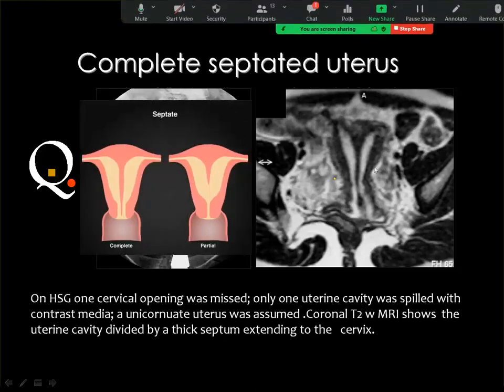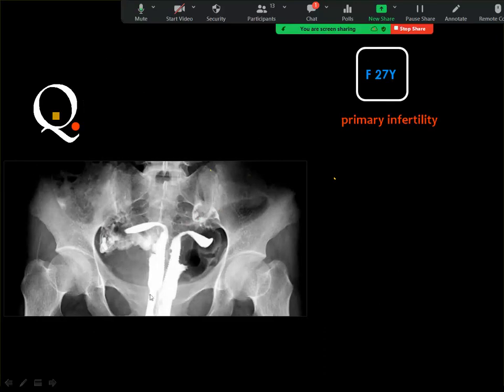You know that this is the septate uterus. The uterus is almost similar to the normal uterus, but it has an intra-cavitary septum, and this septum may be partial or may be complete. In cases of uterus didelphys, you got both uterine cornua almost totally separated from each other, like this one.